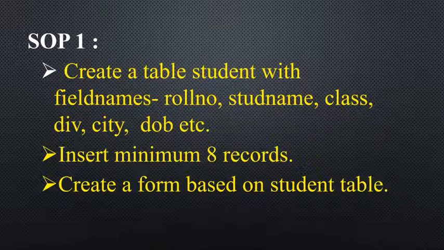Here, create a table Student with field names roll number, student name, class, division, city and date of birth. Now when you create the fields, you have to insert the data types related to them. That is, for roll number, number data type; student name, text data type; class, text data type; division, text data type; city, text data type; and date of birth, date data type.